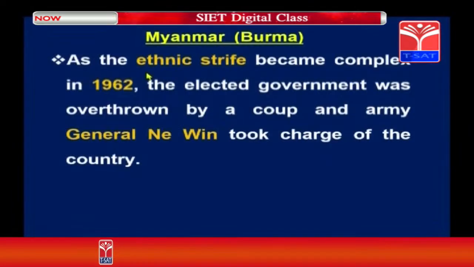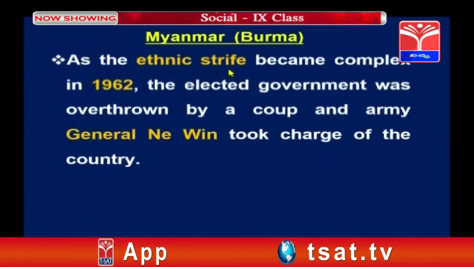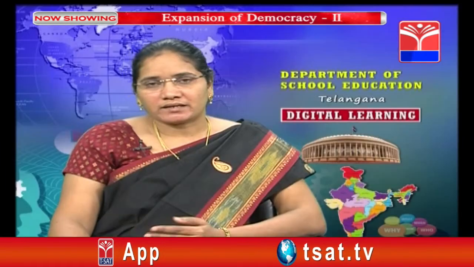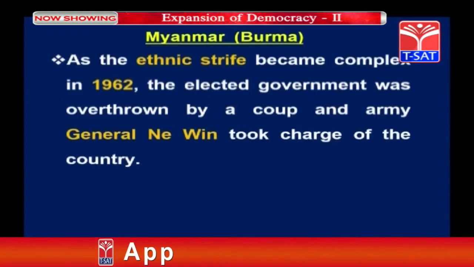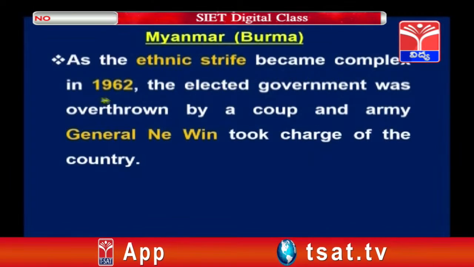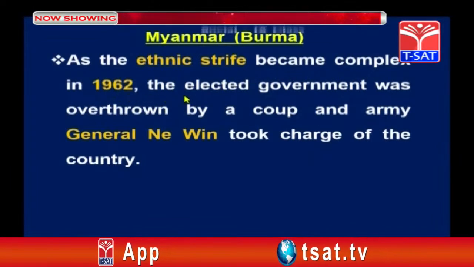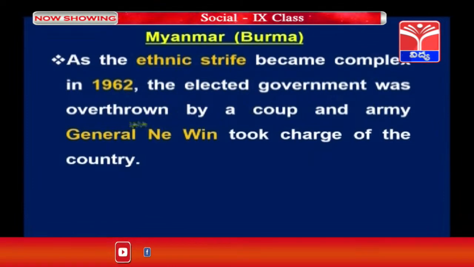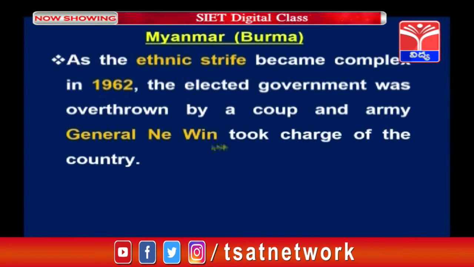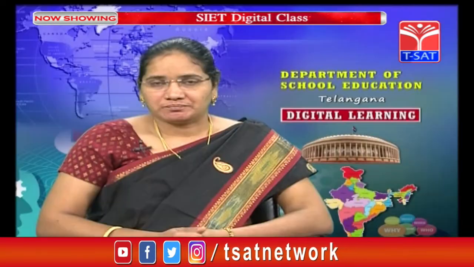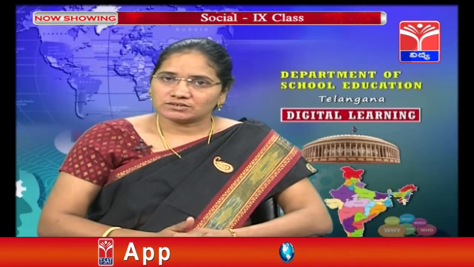So there was an ethnic strife. The meaning of strife is no agreement. There was disagreement among the ethnic groups. So there was no harmony. There was no peace among these tribal groups. So this ethnic strife became complex in 1962, and the elected government was overthrown by a coup, and Army General Ne Win took charge of the country. The elected government was overthrown.